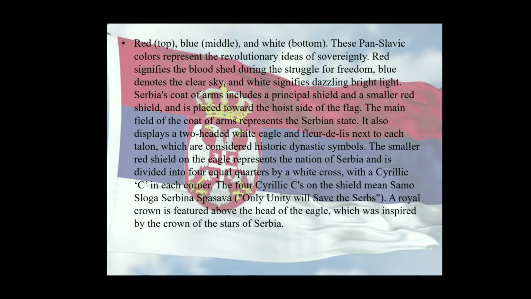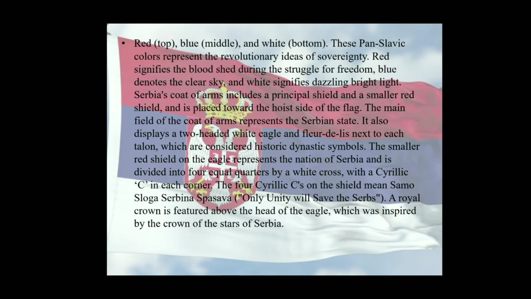These Pan-Slavic colors represent the revolutionary ideas of sovereignty. Red signifies the blood shed during the struggle for freedom. Blue denotes the clear sky, and white signifies dazzling bright light.